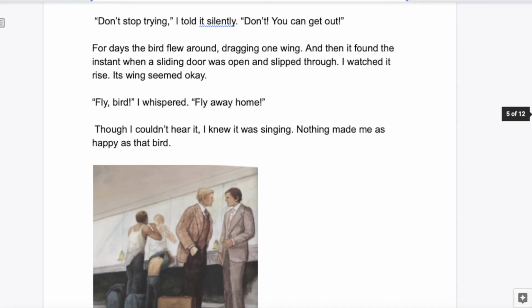And the author included "Fly Away Home," which is the same as the title. So you can see the bird is like a symbol to his house, and I think that relates a lot to the character.